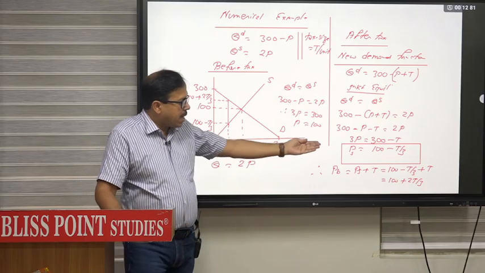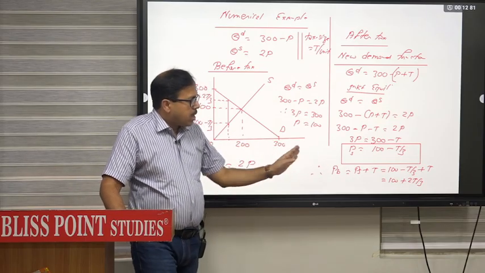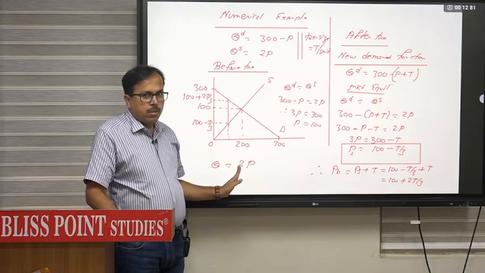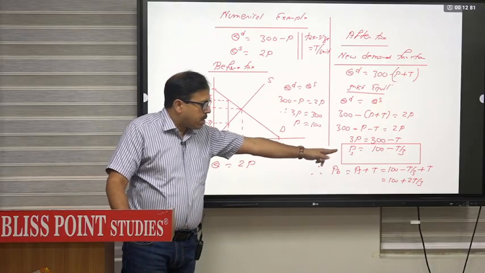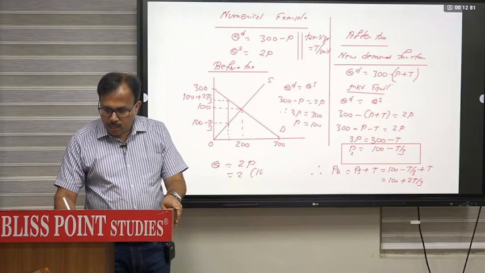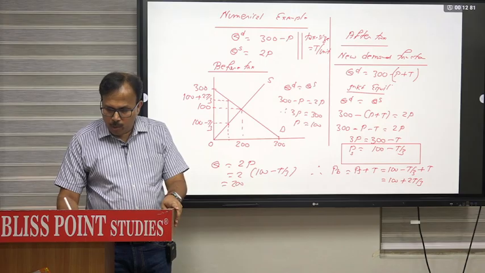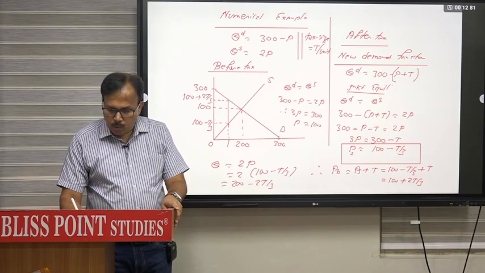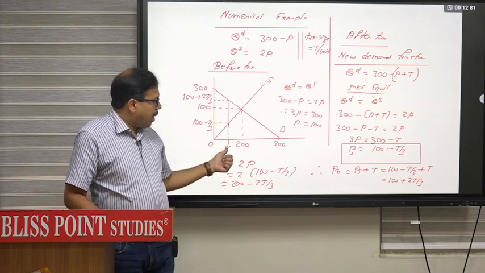So you can calculate the quantity by writing 2P, but which price you will write here, क्योंकि अब ये दो प्राइस है, एक सेलर का और एक बायर का है. Since you are using this supply curve, so use price received by seller. So you write 2 and in place of price you write 100 minus T by 3. So this value will be 200 minus 2T by 3. यहाँ जो वैल्यू आ रही है वही आ जाएगी, 200 minus 2T by 3.